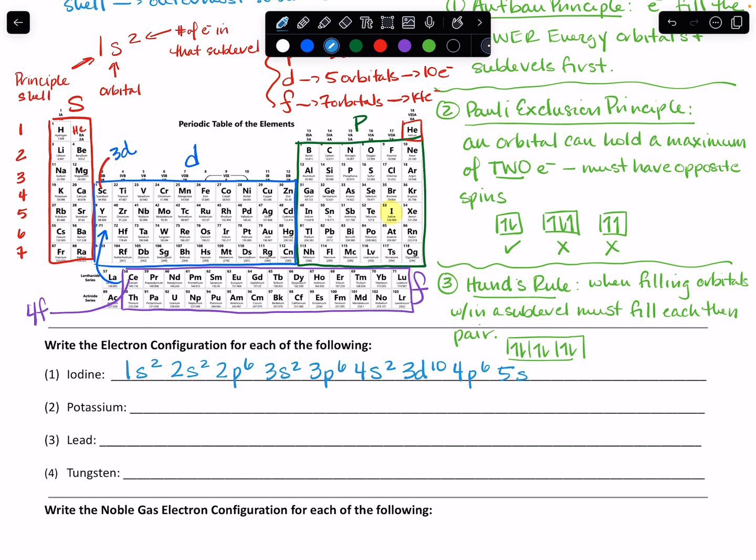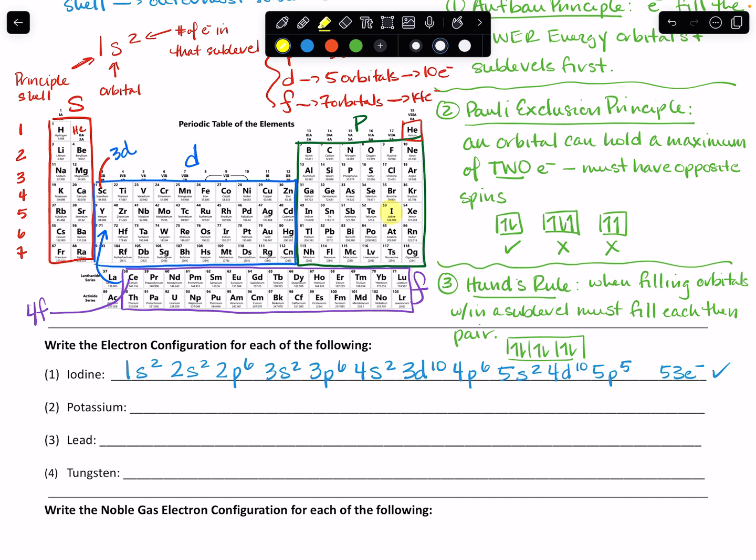Principal shell 5, S sublevel, fill both electrons in through strontium, go all the way across that D block row, D10, and now we're in 5P, and we count across 1, 2, 3, 4, 5, and there is iodine. Now if I add up all of these superscripts, I'm going to get 53 electrons, and that is what I should have for iodine, so I know I filled them in correctly.